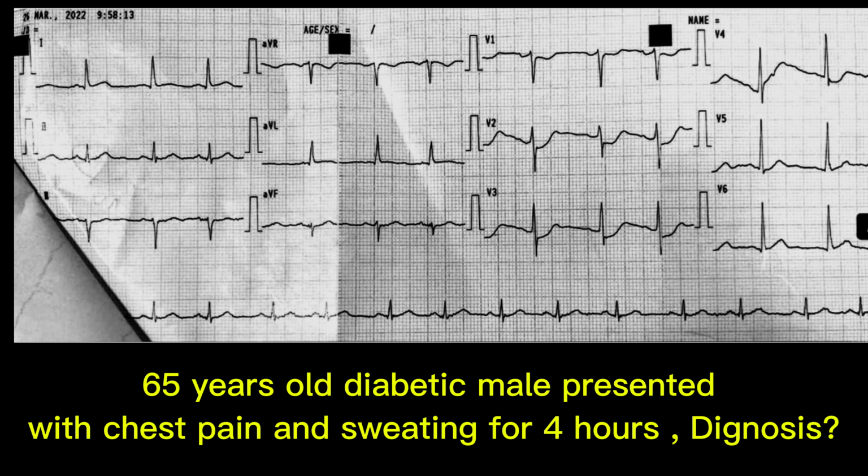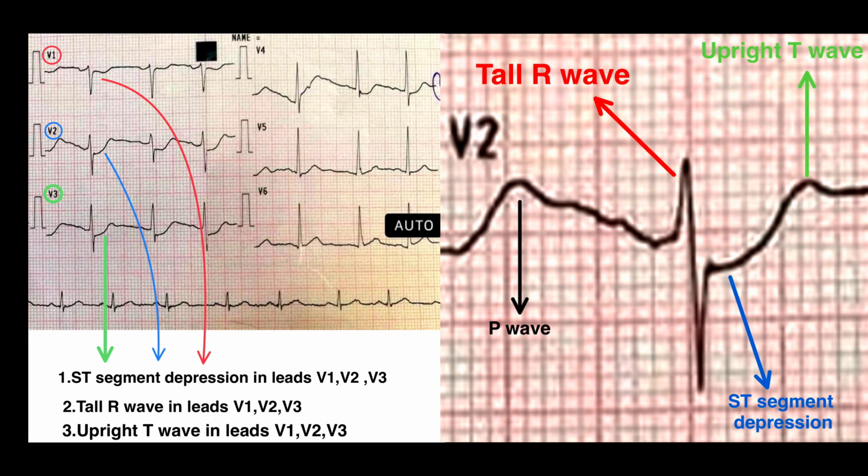A 65 years old diabetic male presented with chest pain and sweating for 4 hours. Now look at the ECG. There are ST segment depressions with upright positive T waves in lead V1, V2 and V3, while there is a small R wave in V1 and there are tall R waves in V2 and V3.